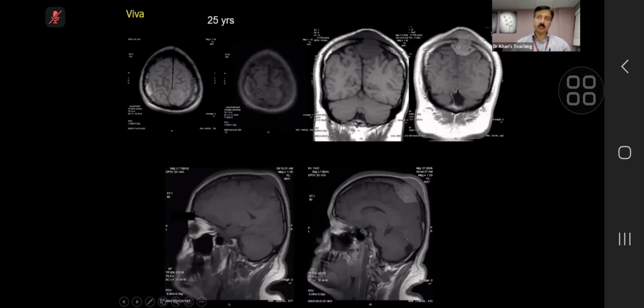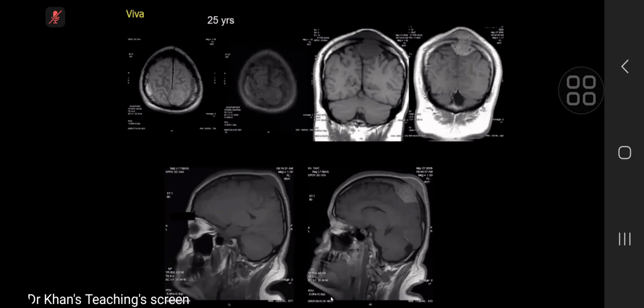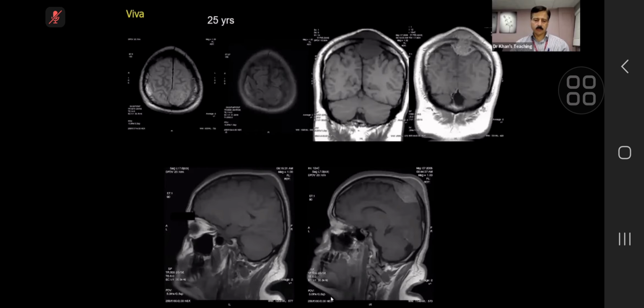Can you describe this, candidate 3? Okay, so there is an extraaxial lesion predominantly in the parietotemporal region. It is causing bony destruction with an extracranial component to it. There is some thickening of the dura surrounding that lesion. Excellent. So what is your conclusion?